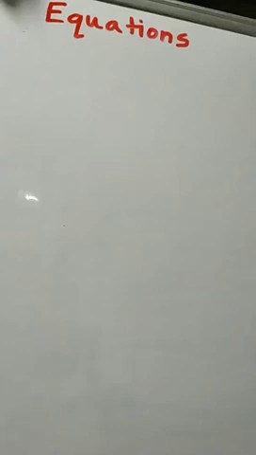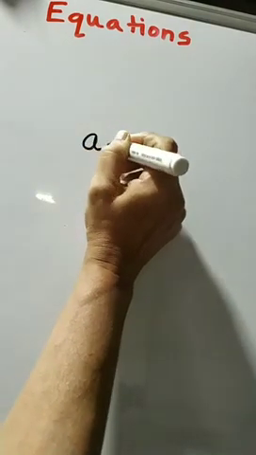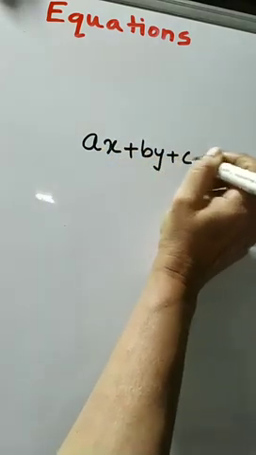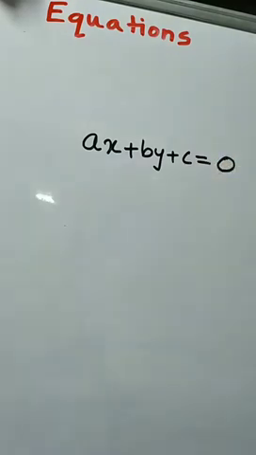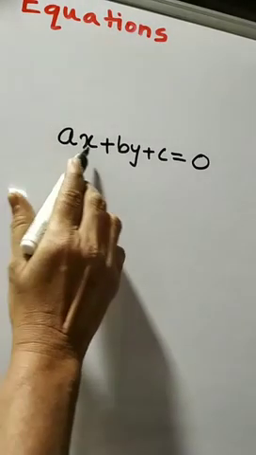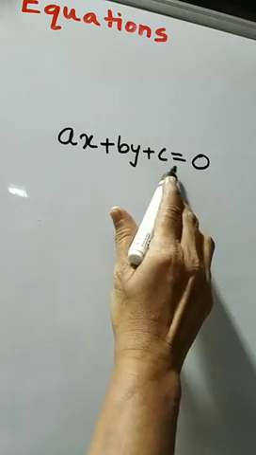Hello students, we are doing equations, and specifically when we talk about linear equations, there is a format for linear equations, and that format is ax plus by plus c is equal to 0. So this is a format for linear equations where a is a coefficient, x is a variable, b is a coefficient, y is a variable, c is constant.